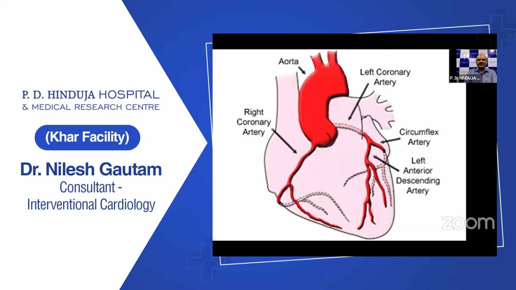The one on the left, that is the left coronary artery, dividing into two branches. The front one being called as the left anterior descending, the central is the circumflex, and we obviously have the one going on the right, that is the right coronary artery. Now, what exactly happens next, please?